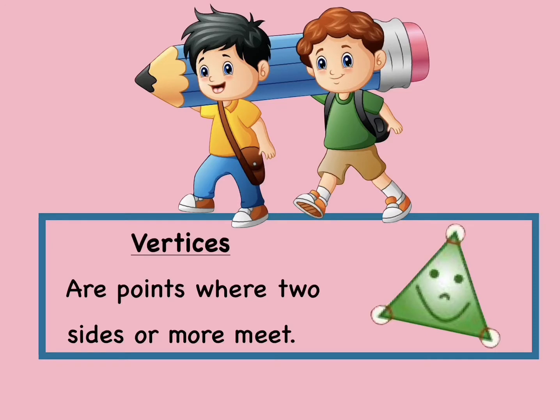Now we will talk about the vertices. Do you remember what vertices are, grade 1? Lovely. Vertices are where the sides meet. So when two sides meet together at a point, this point we call a corner or a vertex. And more than one vertex is vertices.